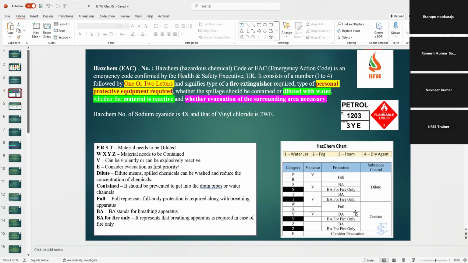So you need not refer to the complete 16-page MSDS. By seeing this code, you should have an understanding of this table, and then you can immediately take actions.